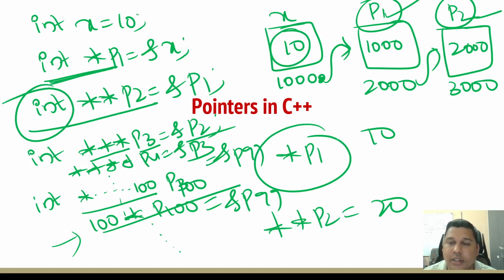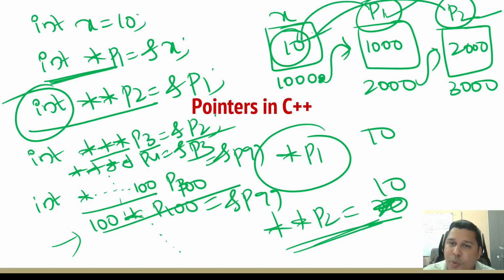Okay, right? See, this is not 20, sorry, this is 10. **p2 is 10. *p1 is pointing to 10. Double star of p2 will also point to 10. This is not 20, it is 10.